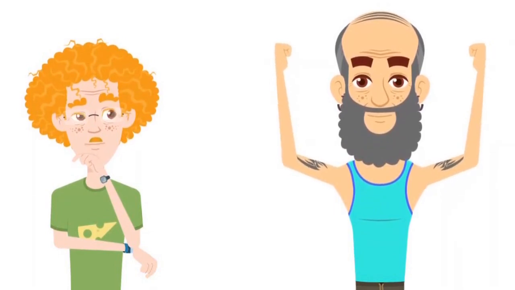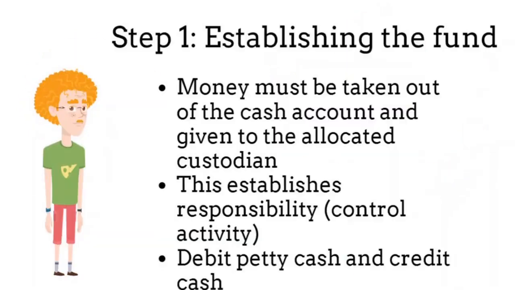Okay, calm down. Well, the first step is to establish the fund. To establish the fund, a cheque must be written for the amount allocated to the fund. This cheque must be cashed and the money placed under the control of a single person called the custodian. Doing this is a way of establishing responsibility, one of the 5 control activities.